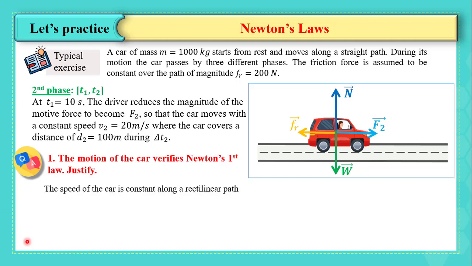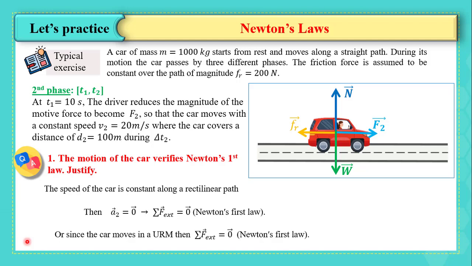Actually, since the speed of the car is constant along a rectilinear path, then the acceleration vector in this case is equal to 0 vector, which means that the sum of the external forces acting on the car is equal to 0 vector, which verifies Newton's first law. Or we can simply say, since the car moves in a uniform rectilinear motion because its speed remains constant along a straight trajectory, then the sum of the external forces is equal to 0 vector, and this verifies Newton's first law.